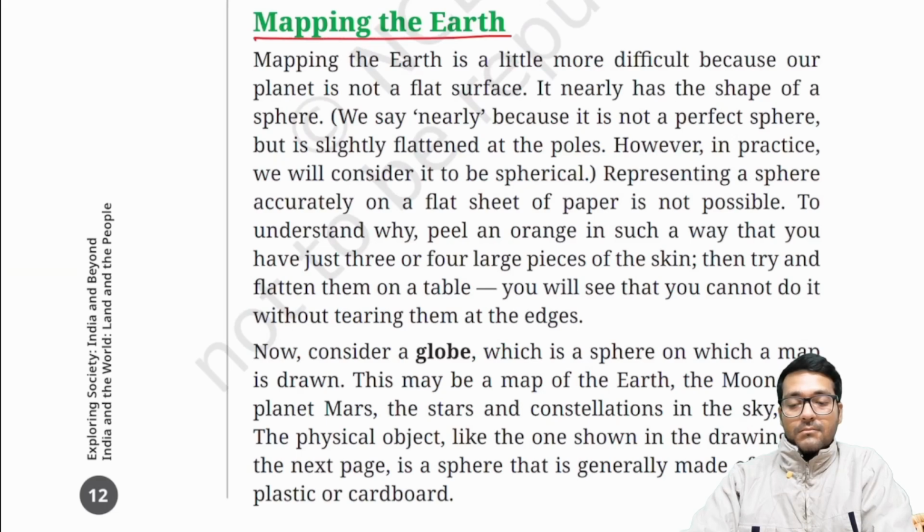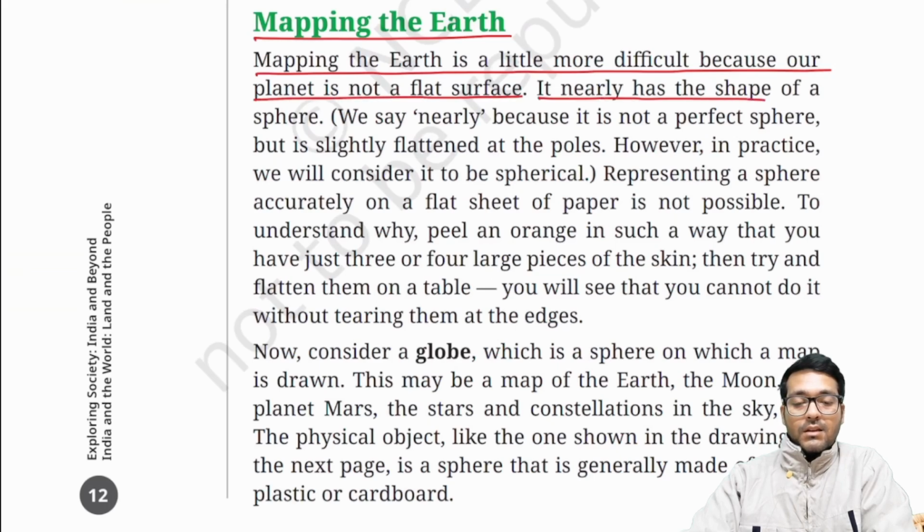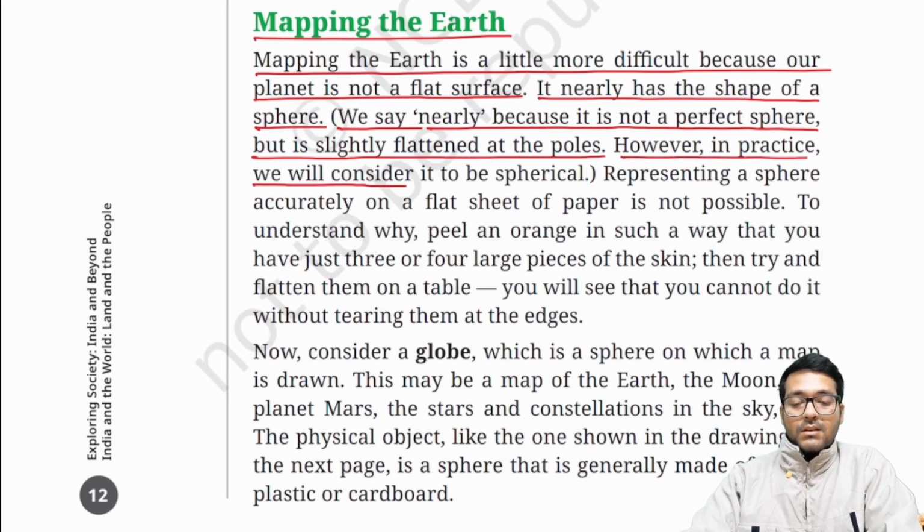Mapping the Earth. Mapping the Earth is a little more difficult because our planet is not a flat surface. It nearly has the shape of a sphere. We say nearly because it is not a perfect sphere, but is slightly flattened at the poles. However, in practice, we will consider it to be spherical.